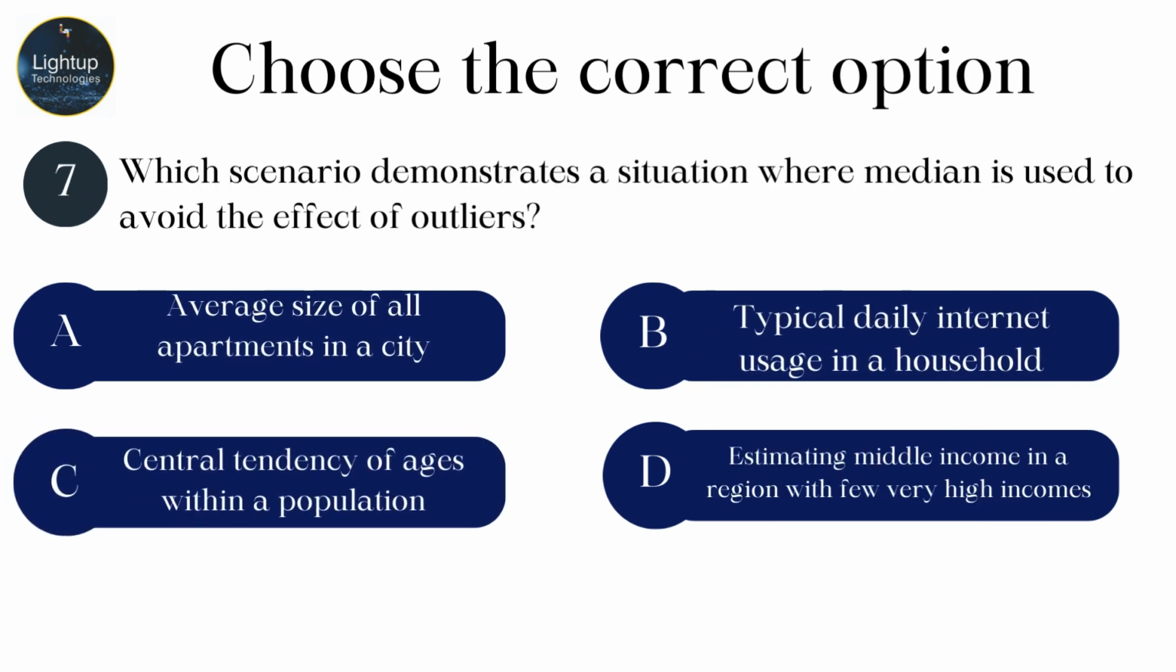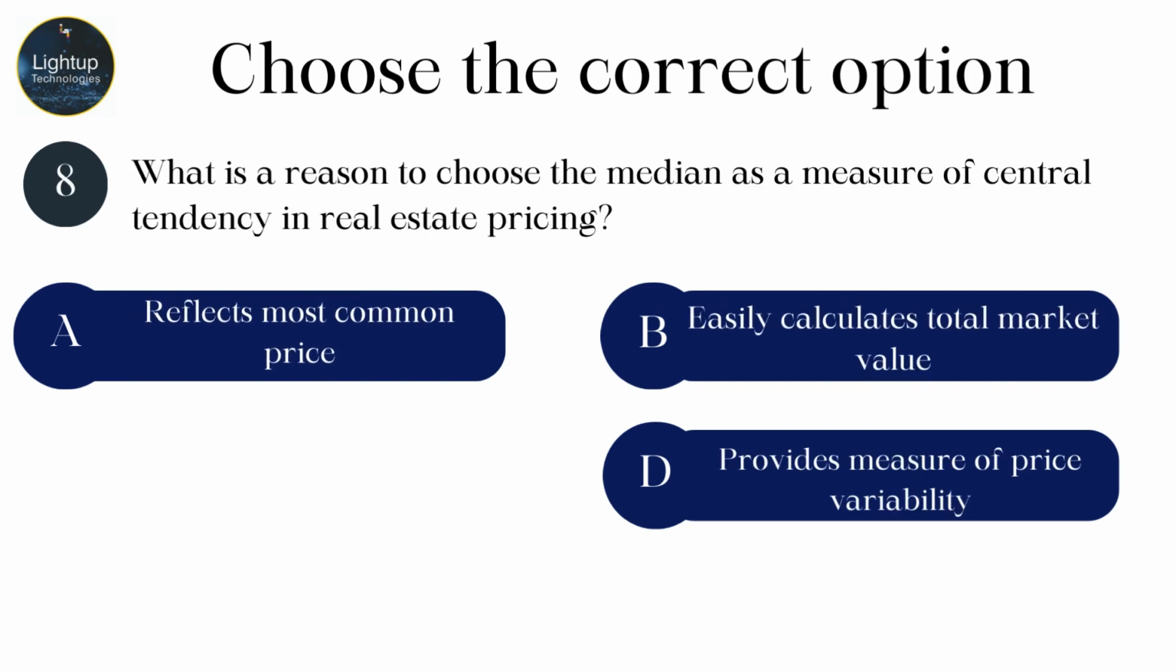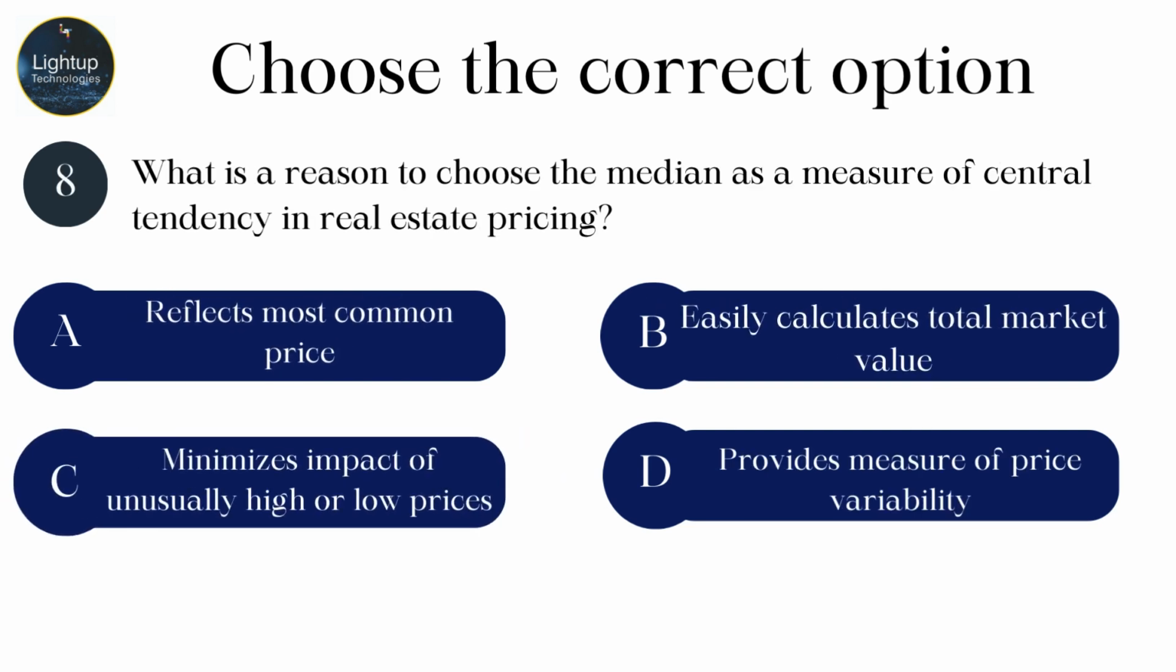Which scenario demonstrates a situation where median is used to avoid the effect of outliers? What is a reason to choose the median as a measure of central tendency in real estate pricing?